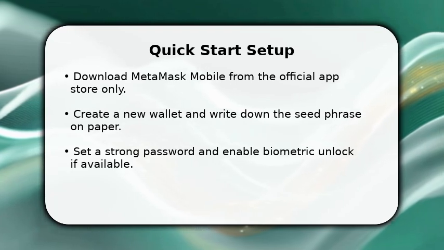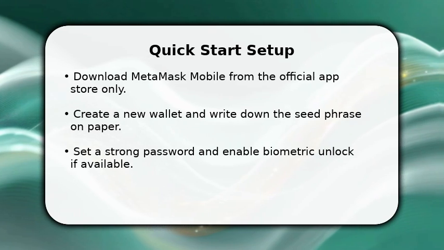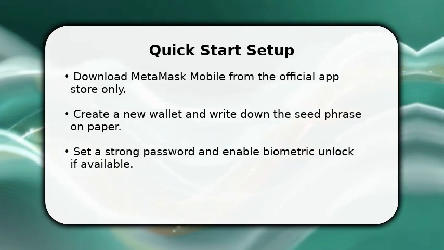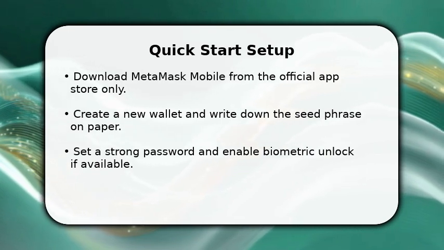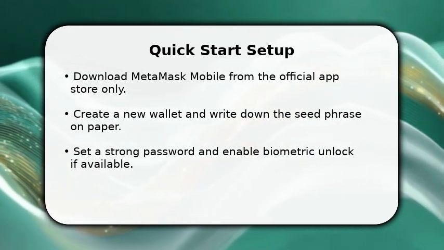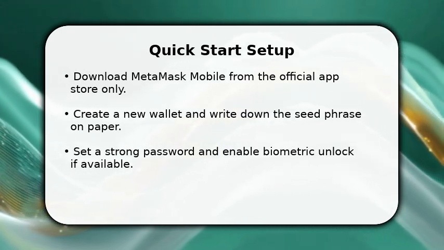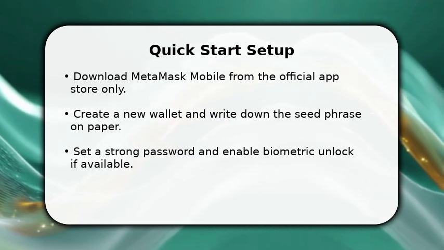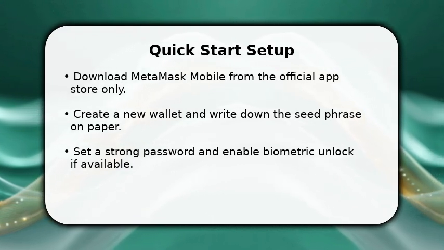Enjoy the video. In this video, I will show how to use Metamask Wallet Mobile. Open the app and choose Create a new wallet or import wallet using seed phrase. Then write the seed phrase on paper and store it offline. Next, set a strong password and enable biometric unlock. Finally, review permission requests when connecting to dApps and always double-check addresses before sending funds to avoid scams.